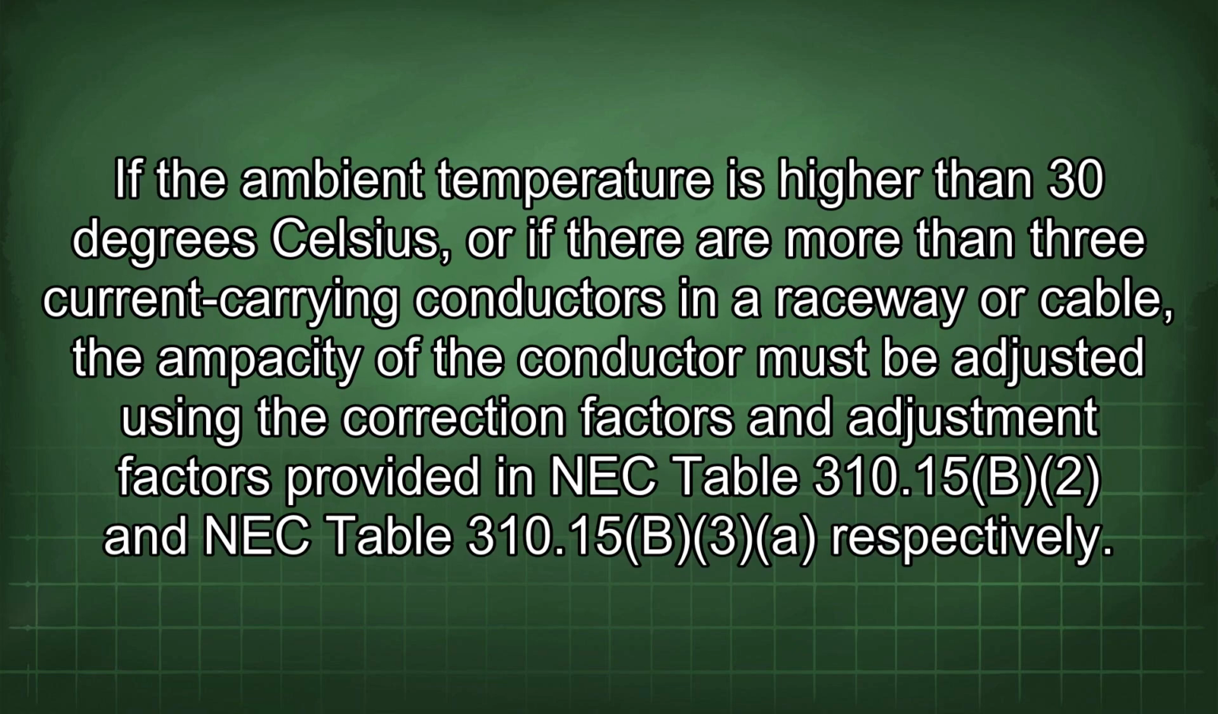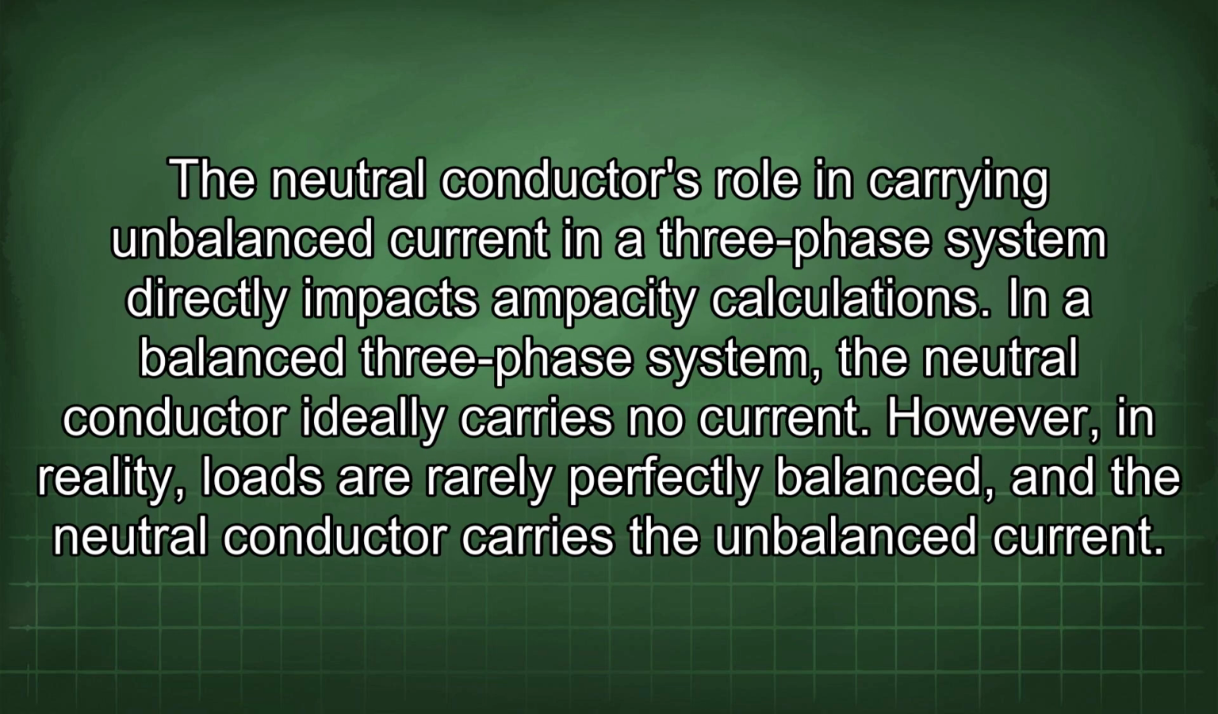If the ambient temperature is higher than 30 degrees Celsius, or if there are more than 3 current-carrying conductors in a raceway or a cable, the ampacity of the conductor must be adjusted using the correction factors and adjustment factors provided in NEC Table 310.15(B)(2) and NEC Table 310.15(B)(3) respectively. The neutral conductor's role in carrying unbalanced current in a three-phase system directly impacts ampacity calculations.